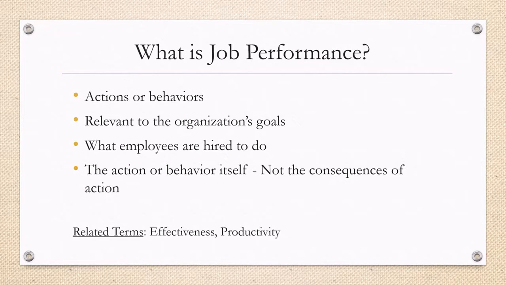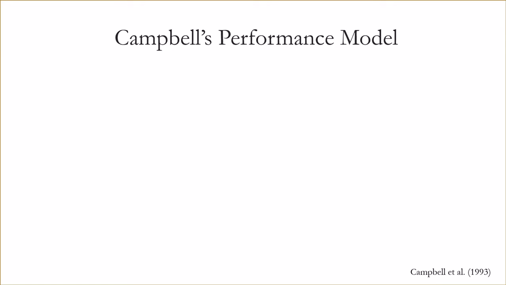So we have some related terms to performance. That is effectiveness, the evaluation of the results of performance, which are not always under an individual's control. And we have productivity, which is the ratio of effectiveness to the cost of achieving that level of effectiveness. It's essentially the profit margin. So if we look at the research and trying to understand what performance is, we often look to a standard model that was developed in 1993 by Campbell and his colleagues.